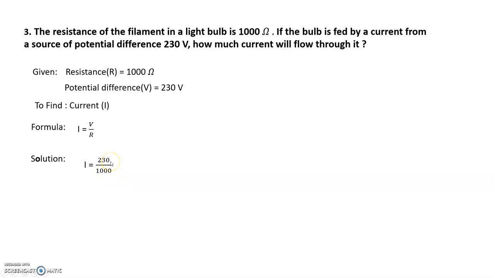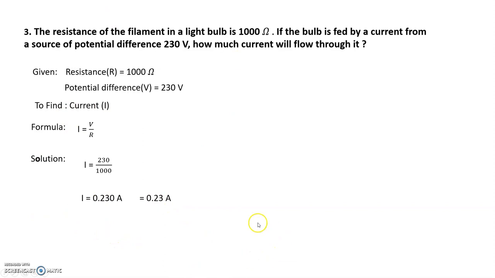So the decimal point, when it doesn't show, we need to know that it is after the last digit, and you have to count 3 digits to the left. That is, it will be 0.230. Now the 0 after the decimal point has no value, so we will just write I is equal to 0.23 amperes. Because it's a current, it is amperes.